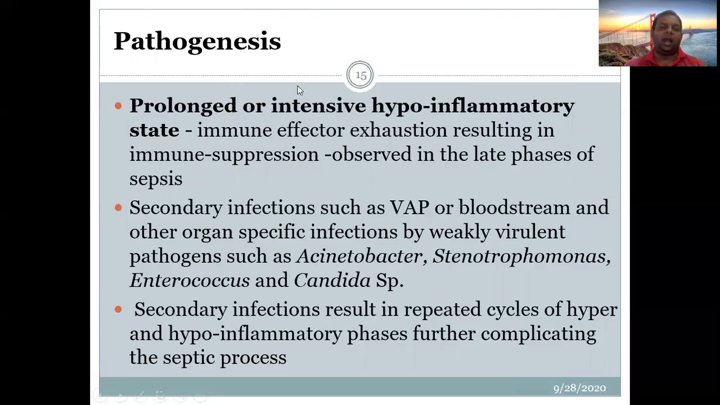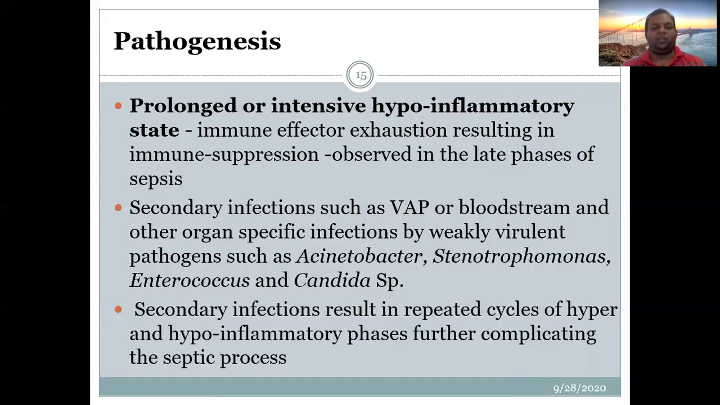Once the initial hyperinflammatory phase progresses, it slows into a prolonged or intensive hypoinflammatory state. Initially hyper, then for about 5 days, it depends. It goes on in this vicious cycle continuously. It's irreversible when it comes into shock. Now it goes to a hypoinflammatory state. So in this case, there is immunosuppression.